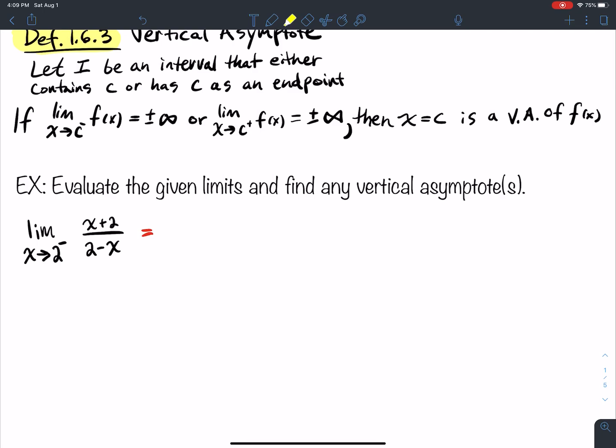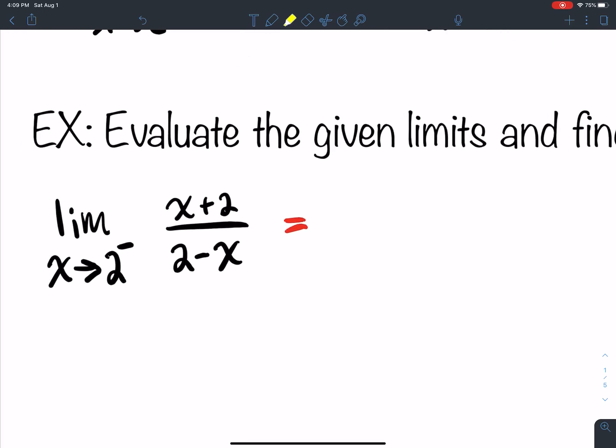Okay, so the first one here, the limit as x goes to 2 from the left, okay, of x plus 2 over 2 minus x. Now, how are we going to do this? Well, literally what I'm thinking about when I see 2 on the left, I'm thinking about a number like 1.999, something like that. That's kind of what I'm thinking, a number slightly smaller than 2, okay?